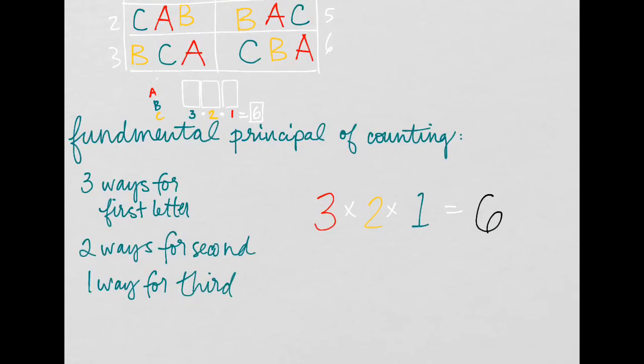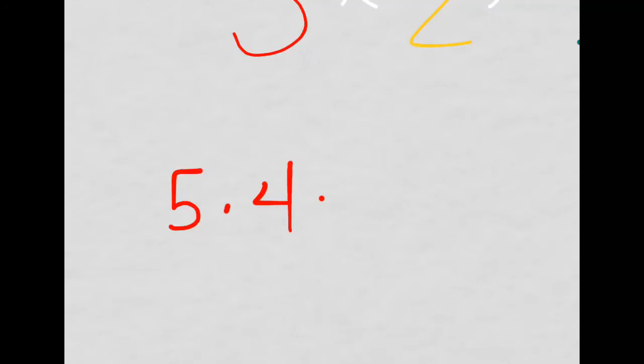You multiply the number of choices the first time by this second choice by the third choice. And what you're going to realize is whether we started with 5 letters, 10 letters, 26 letters, every single time I'm going to have one less. So I'm going to multiply 3 times 2 times 1. Or if I had 5 letters, I would multiply 5, and then I would have 4 left, and then I would have 3 left, 2 left, and 1 left.